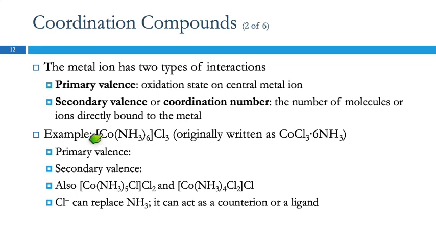As an example, we're going to look at this compound, Co(NH3)6Cl3. We're still generally looking at ionic compounds being two ions, a positive ion and a negative ion. But now some of those ions are getting a bit more complicated. So here's our positive ion. We have a cobalt ion, and it has 6 ammonia molecules bonded to it. And then we have these 3 chloride ions. So what's the primary valence here? What's the charge on that cobalt ion?